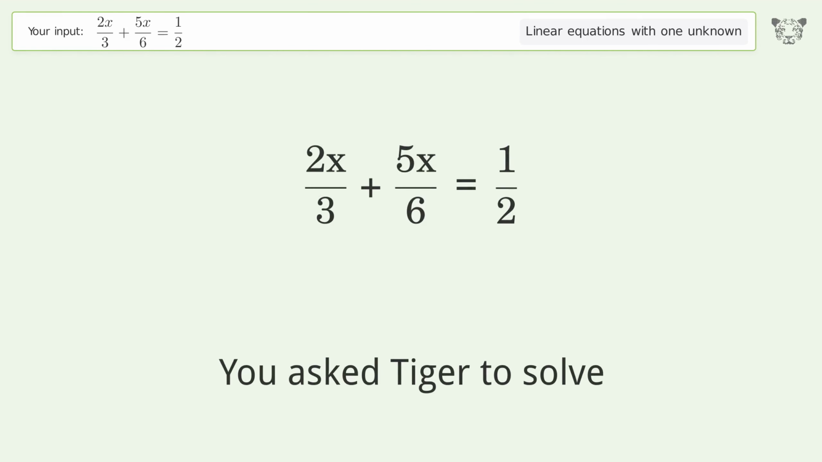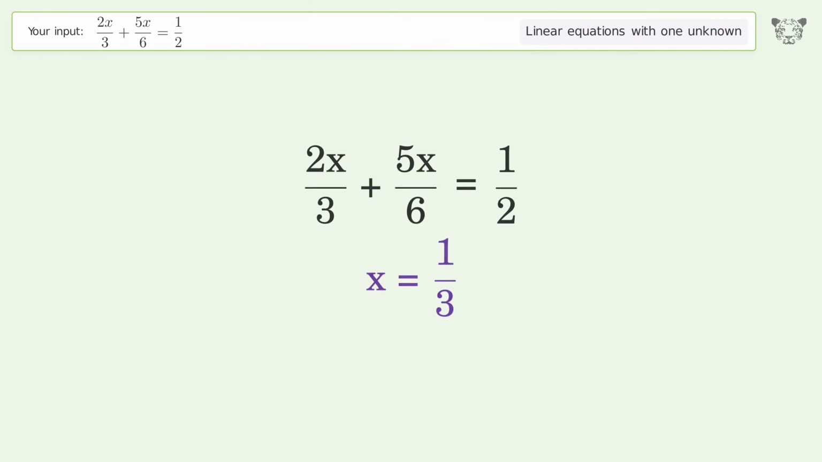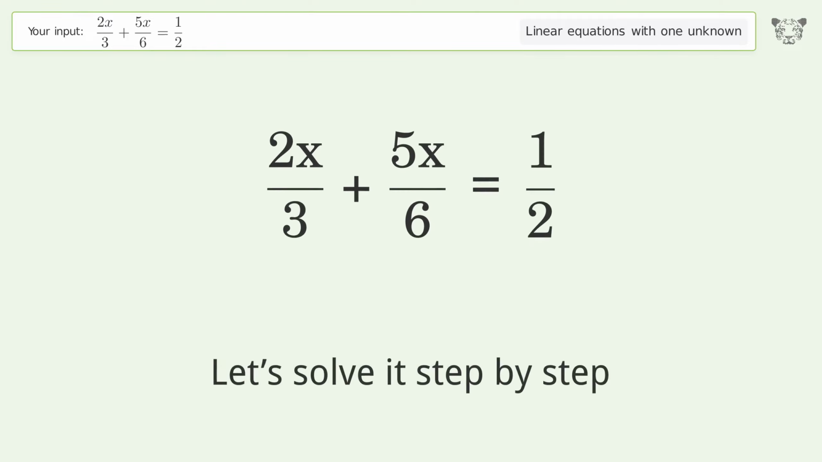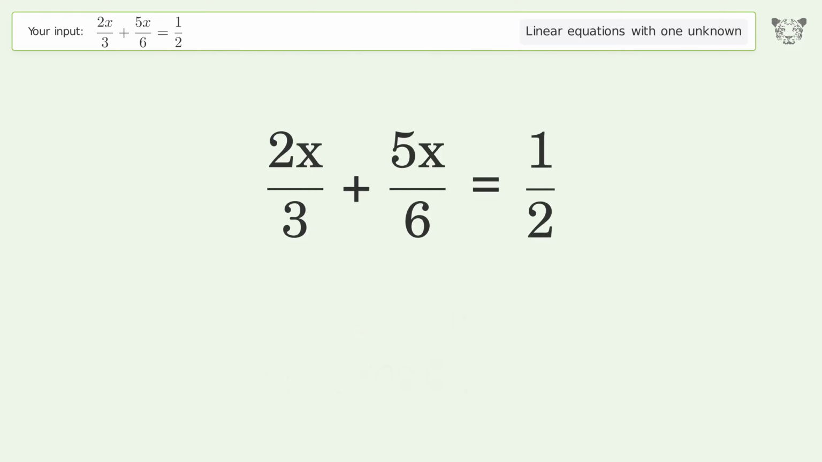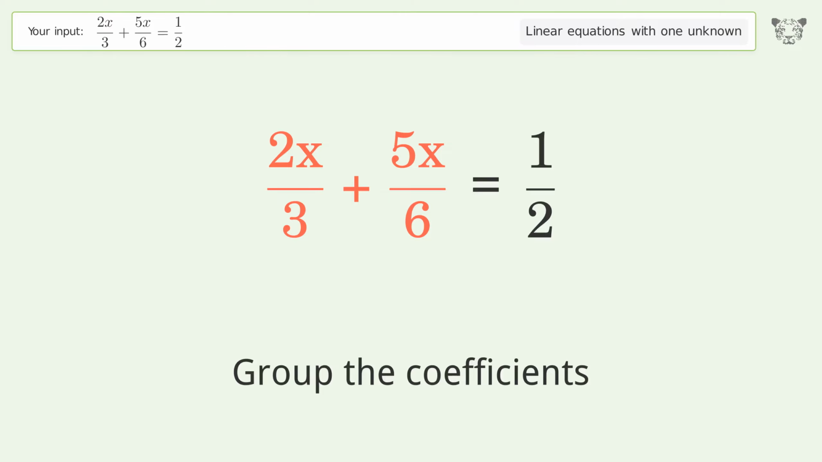You ask Tiger to solve. This deals with linear equations with one unknown. The final result is x equals 1 over 3. Let's solve it step by step. Simplify the expression. Group the coefficients.